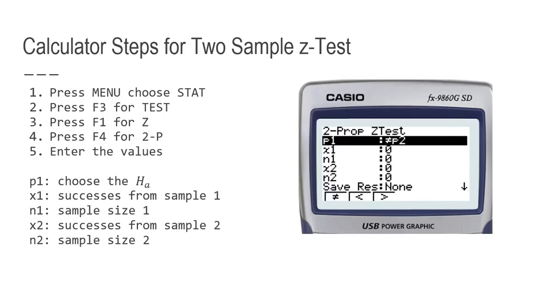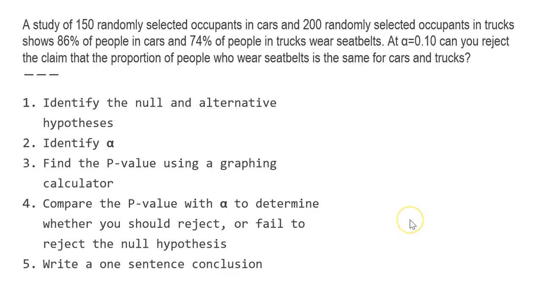All right, so let's go through an example. We have 150 occupants in cars and 200 in trucks, and 86% of the people in cars and 74% of the people in trucks wear seatbelts. At alpha equals 0.1, can we reject the claim that the proportion of people who wear seatbelts is the same for cars and trucks?